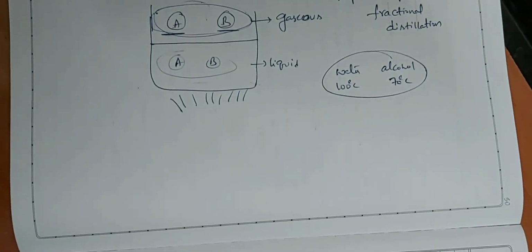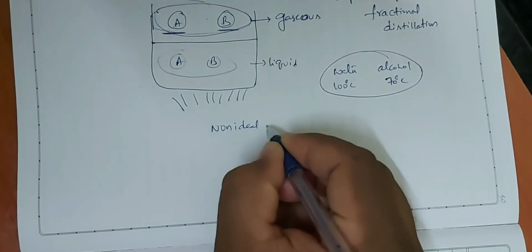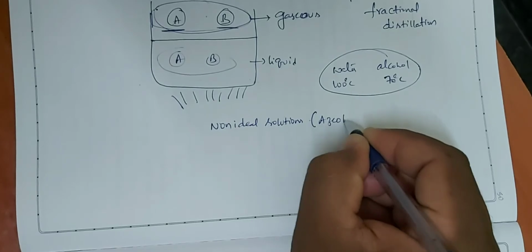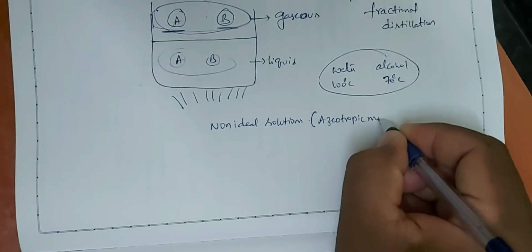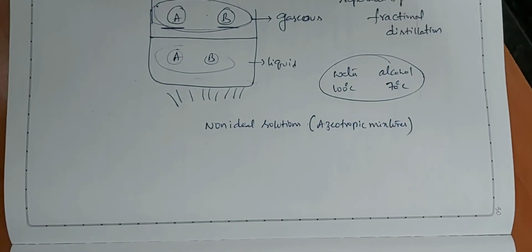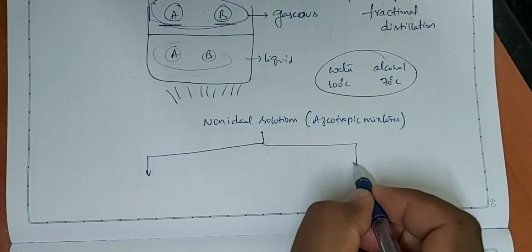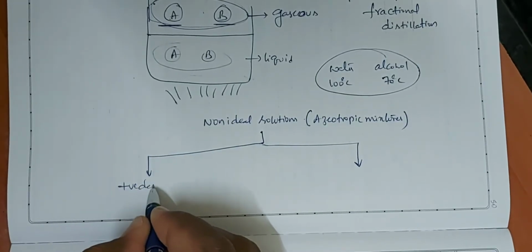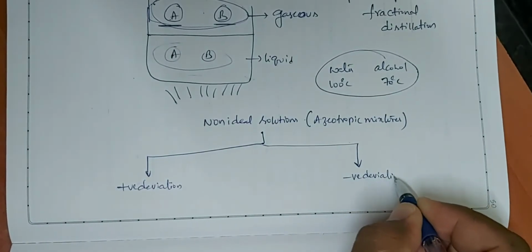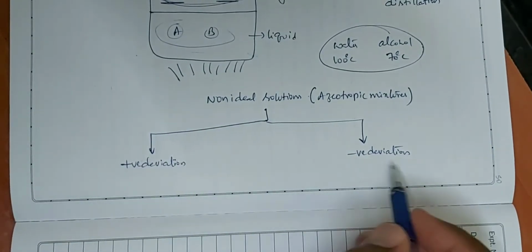There are two types of azeotropic mixtures. Actually, non-ideal solutions will form azeotropic mixtures. There is no difference between non-ideal solution and azeotropic mixture. Non-ideal solutions are of two types: positive deviation from Raoult's law, negative deviation from Raoult's law. Like that, azeotropic mixtures are also two types, same.